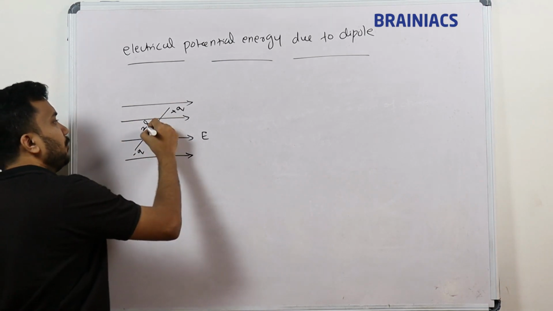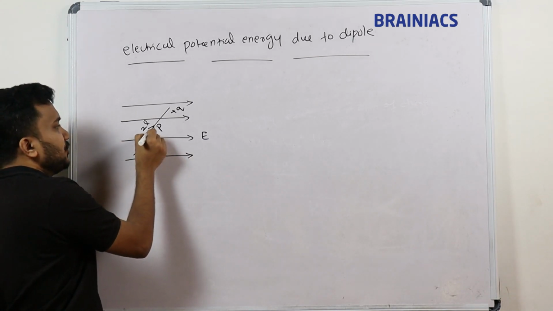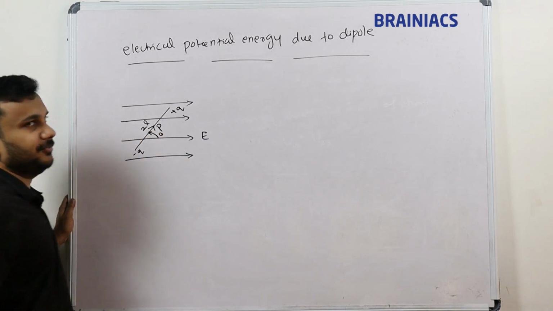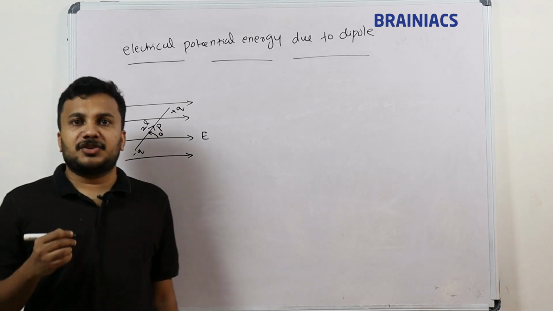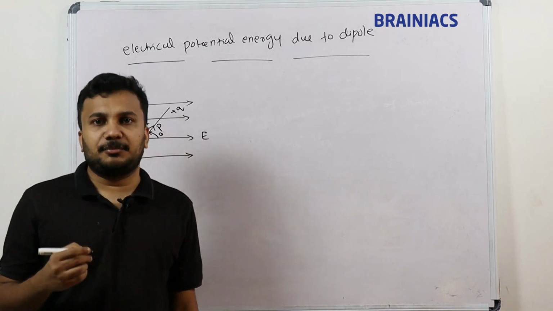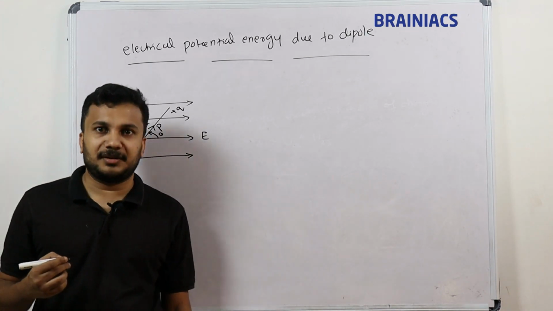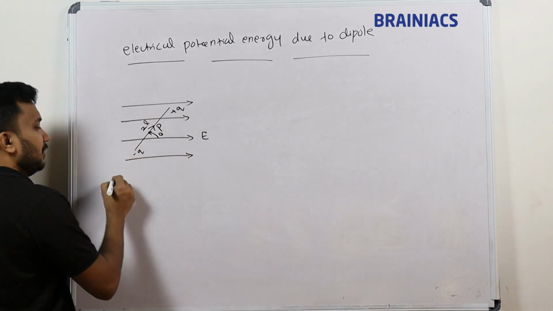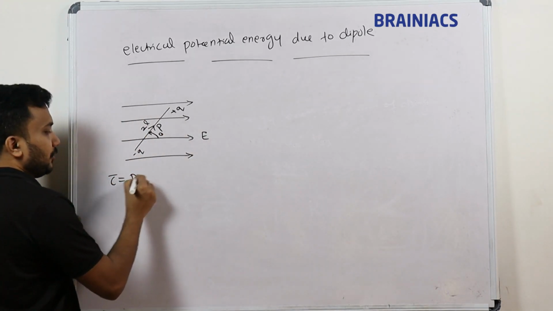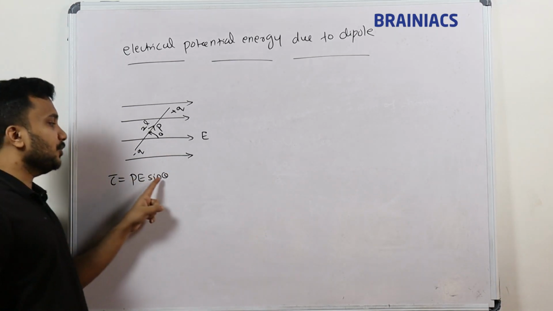So we know the dipole moment acts from minus q to plus q, and the angle is measured like this, which is the angle theta. Whenever the dipole is placed in a uniform electric field, it experiences a torque. Torque is equal to P cross E, which we already learnt is PE sin theta. So it depends upon the value of theta.